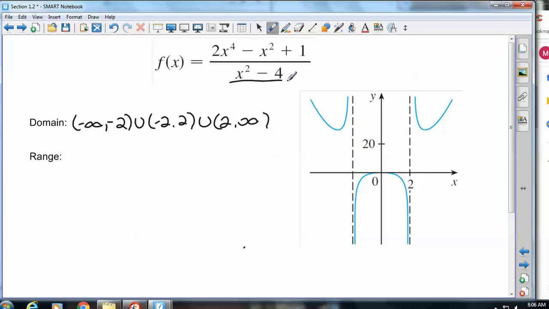Yeah, if we look, it's a rational function, so we just really have to look at the denominator. We know that the denominator can't be 0. What do you do with x squared minus 4? Break it down, factor a difference of squares. And so you get that your x couldn't be a negative 2 or a positive 2.